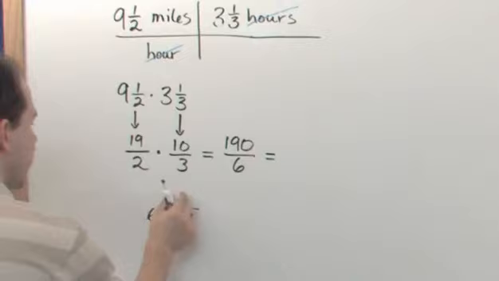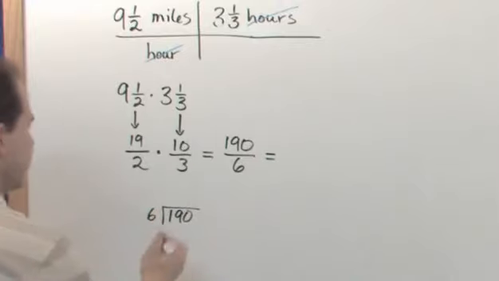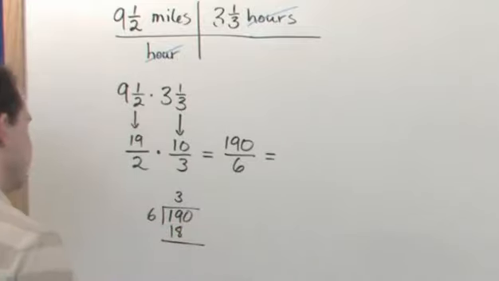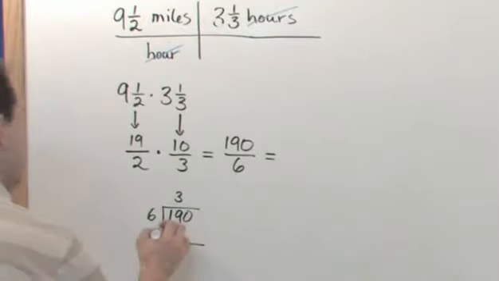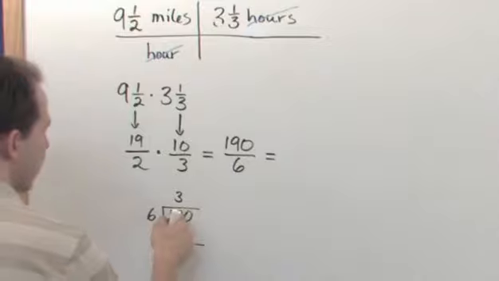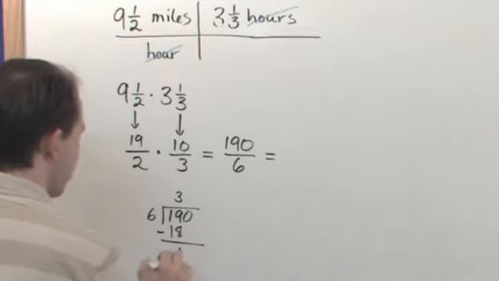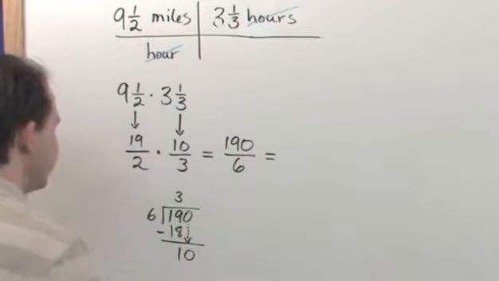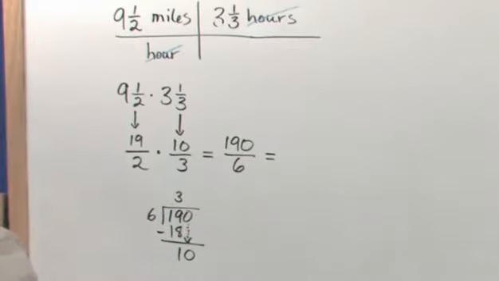6 times what gives us 19? Well, nothing exactly, but 6 times 3 gives us 18, which is pretty darn close. So it goes 3 times, and we subtract these, and 19 minus 18 just gives us 1. So after our subtraction, the next thing we always do is we drop down the next digit, and now we have 10.